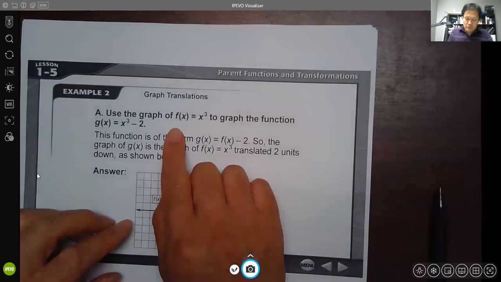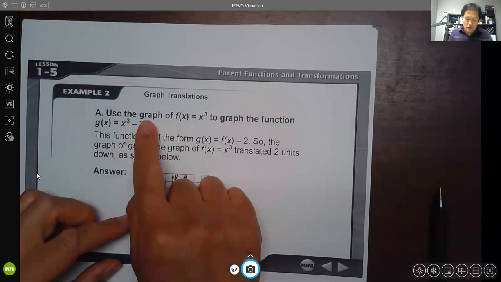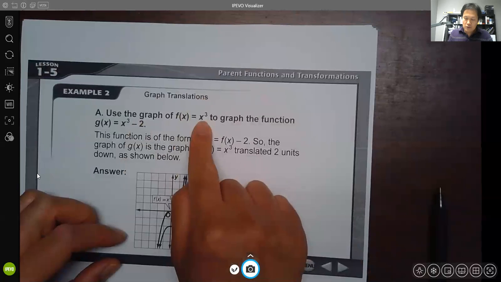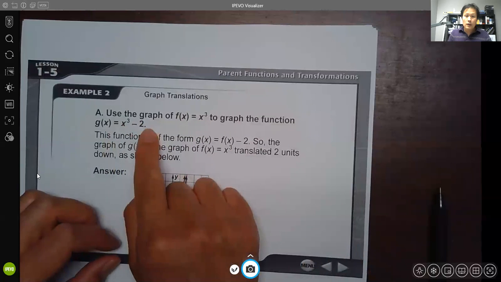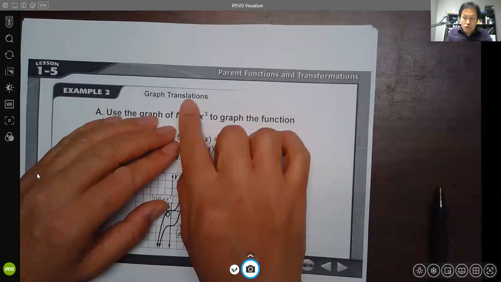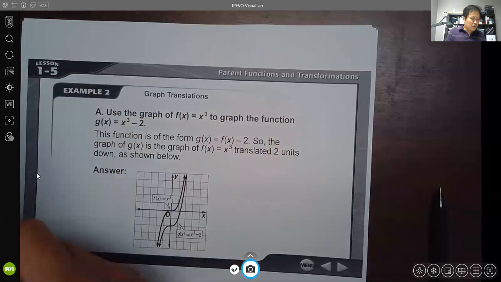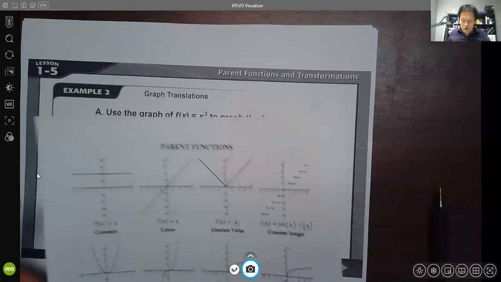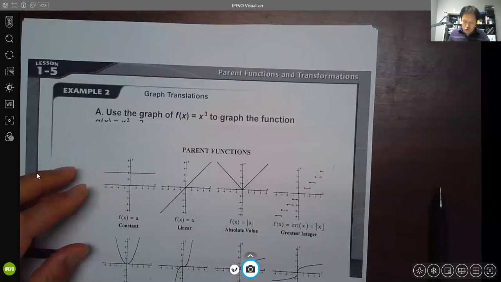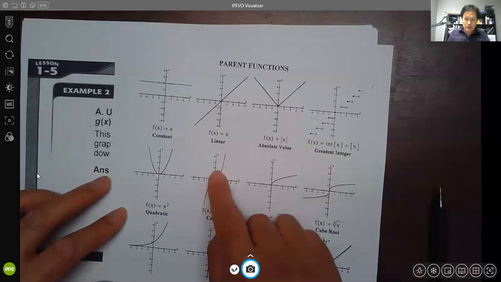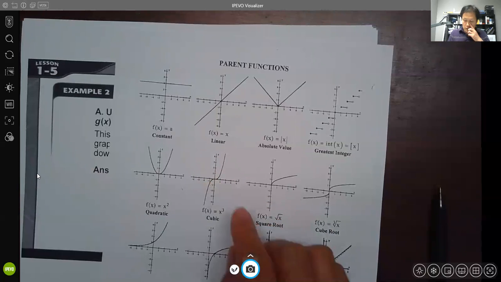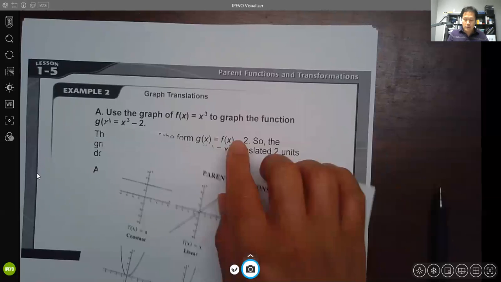Use the graph of this to graph a function of this. So of course you need to know the original graph. That's why I explained the parent function in the beginning. You should know x cubed. You should know it looks something like this. Okay? One to the right, one up. One to the left, one down. 0, 0. You should know that.